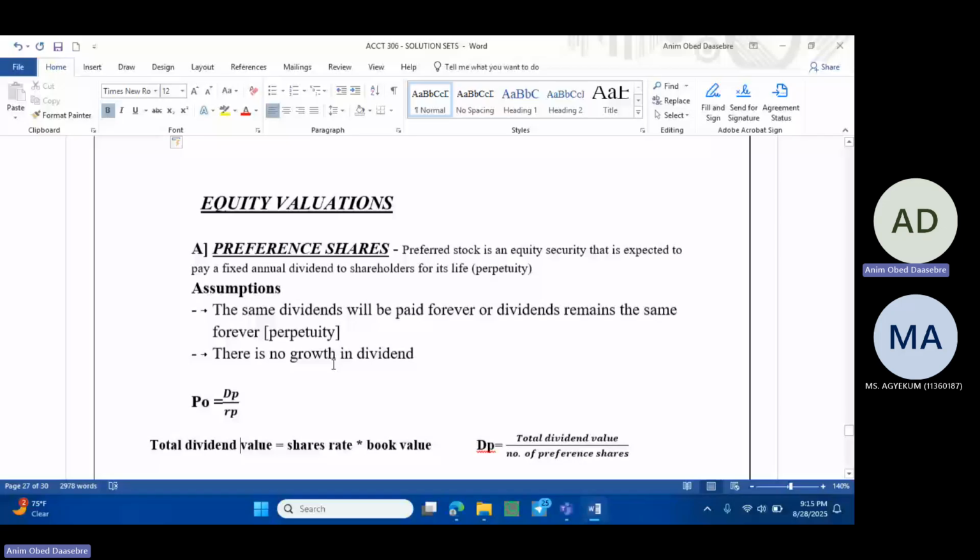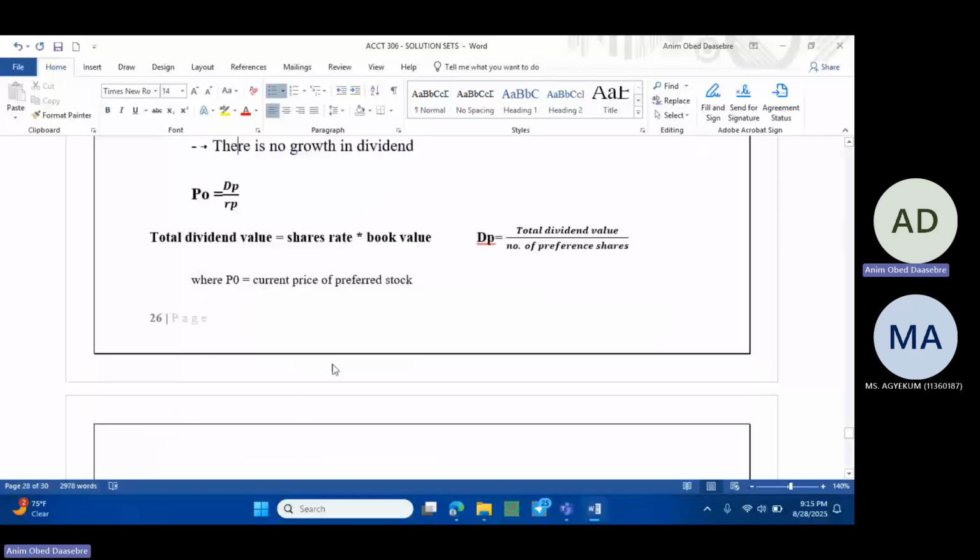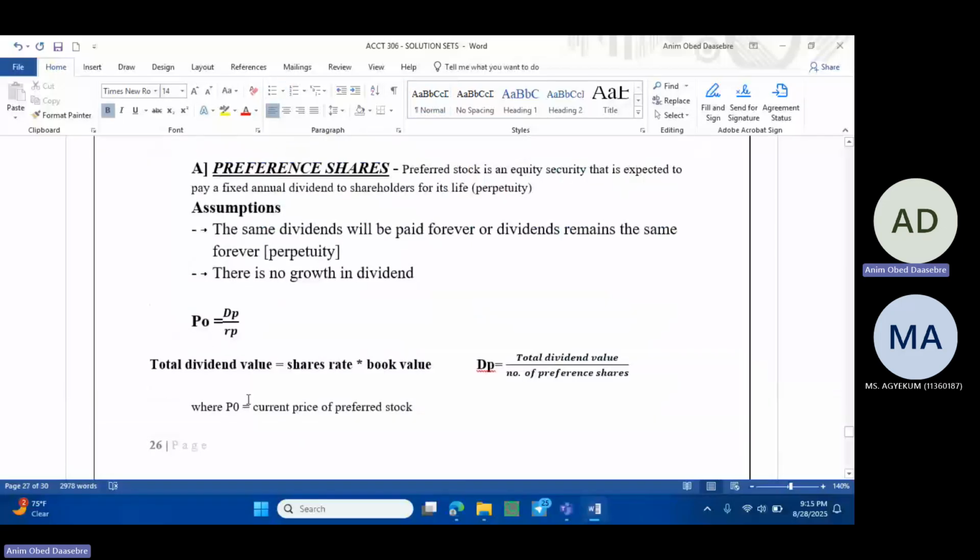So sometimes the preference dividends will not be given to you in the question. In such cases, you have to compute it on your own. This preference share dividend is in annual terms, for the entire year, within the one year span. One accounting year.